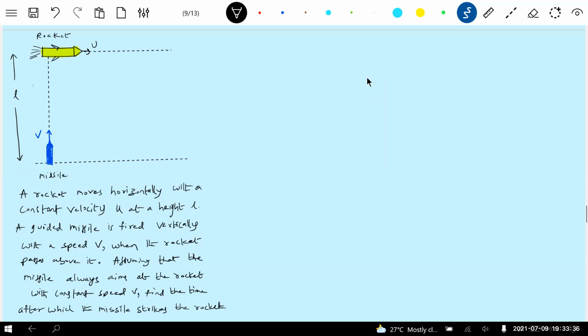A rocket moves horizontally with a constant velocity u at a height L. A guided missile is fired vertically with a speed v when the rocket passes above it, assuming that the missile always aims at the rocket with a constant speed v. I think this word aims is important. Find the time after which the missile strikes the rocket.